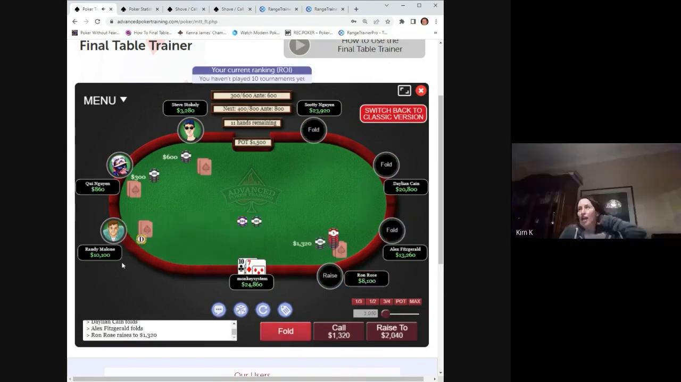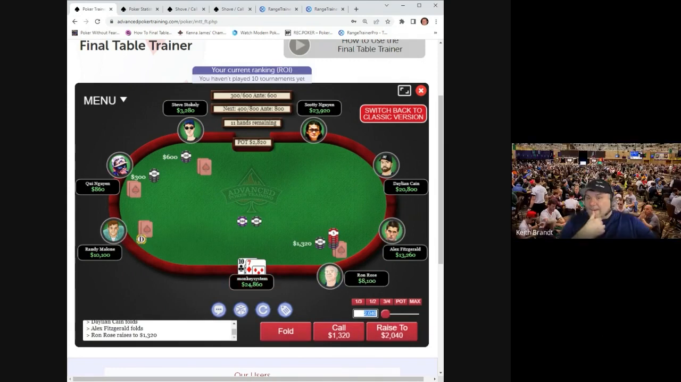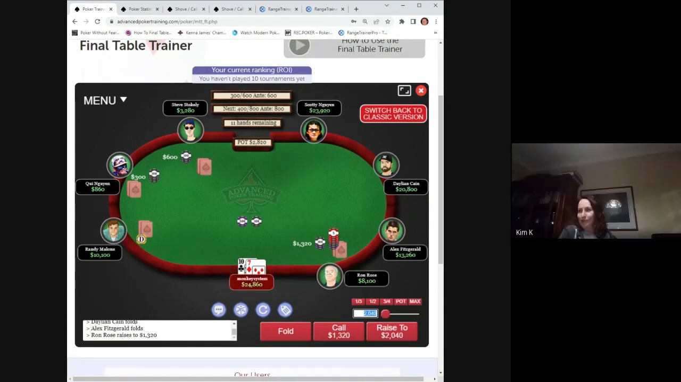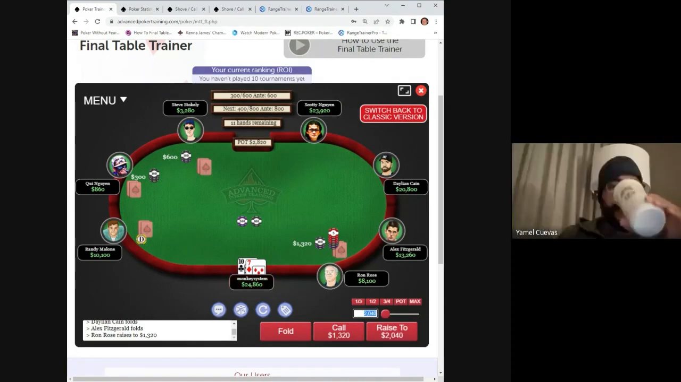If we had jammed, like a lot of people will just jam their 19 bigs with jacks on the button, we would never have doubled up there, because he's just folding his queen deuce, right? We wouldn't have gotten it. He would have folded. That's right.